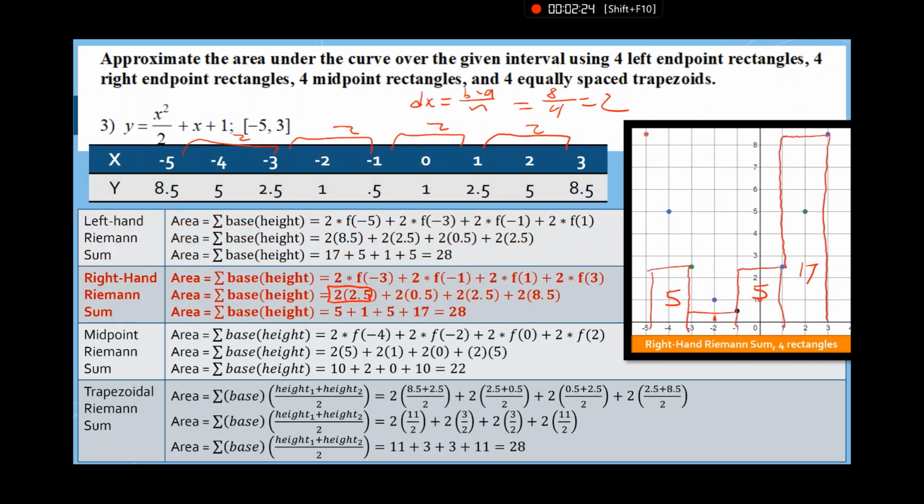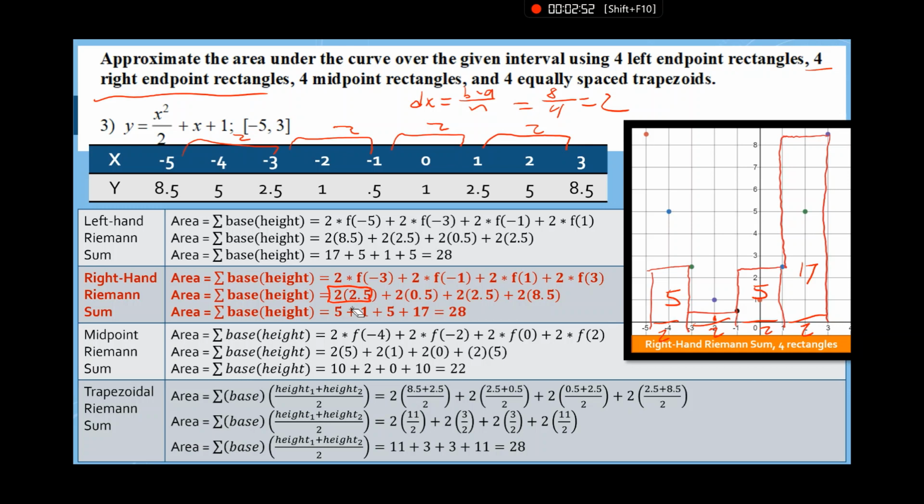Okay. For the right-hand Riemann sum, I still have four right-endpoint rectangles that we're looking for. So that means this distance of 8 units, I'm still splitting up into 2 units apiece, so I can get 4 rectangles out of it, which means my bases are all still 2. Base of 2, base of 2, base of 2, base of 2. With heights that come from the right-hand side this time.